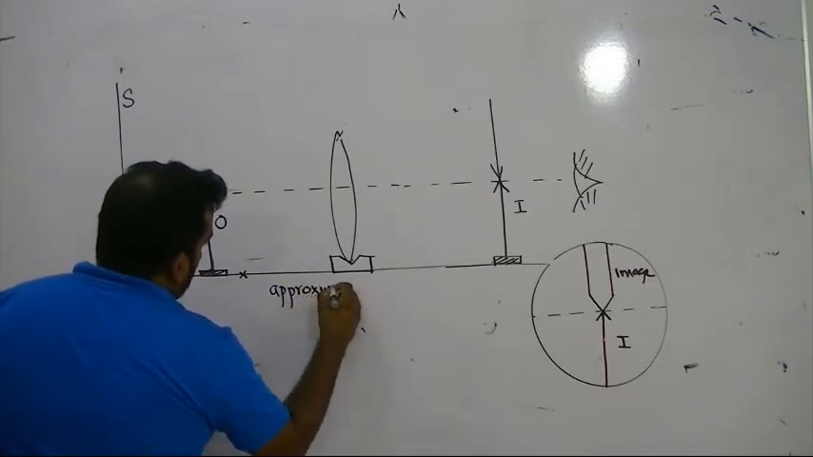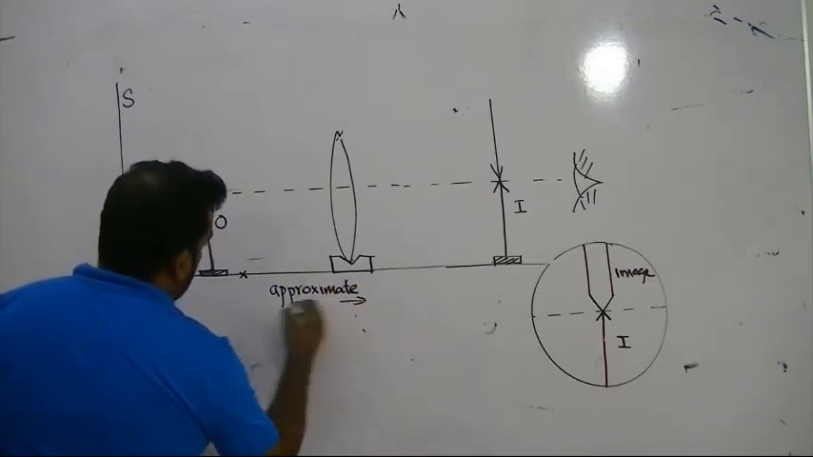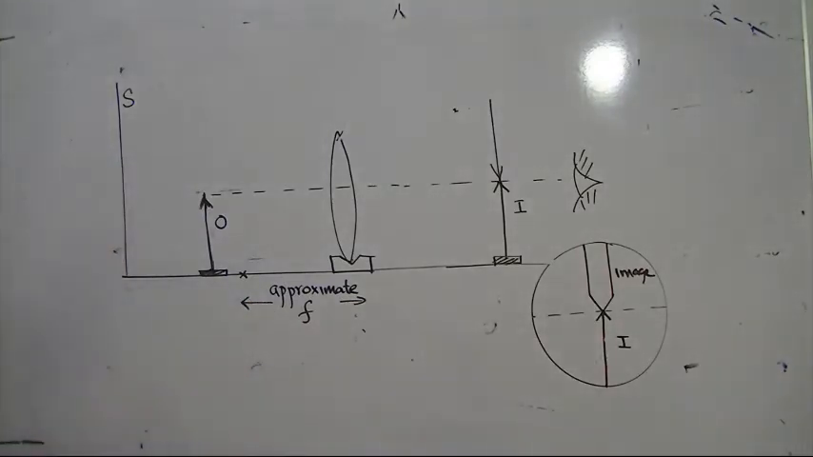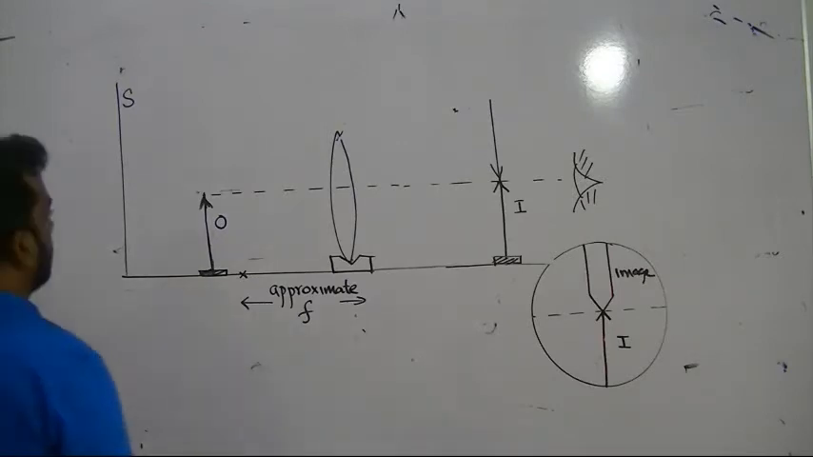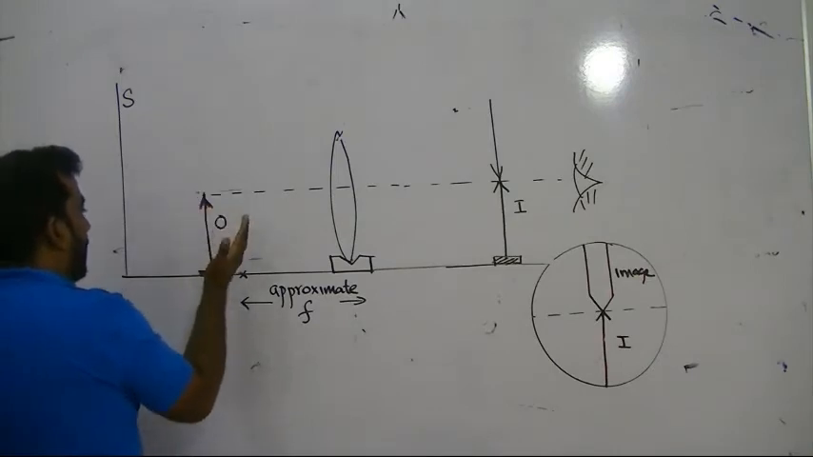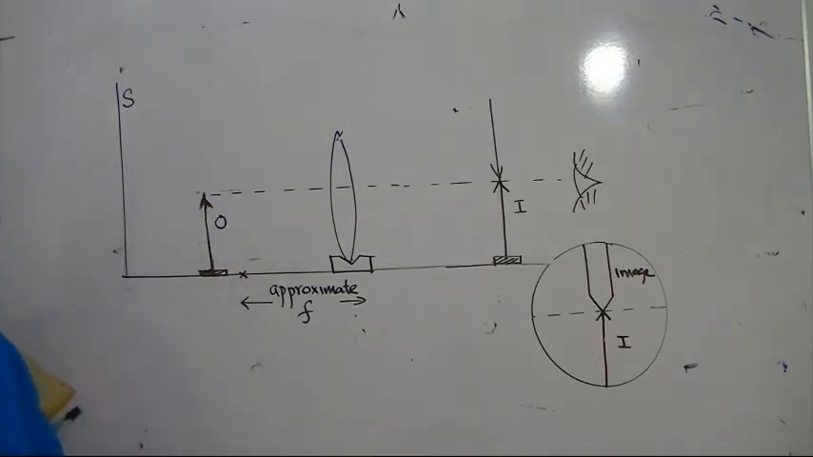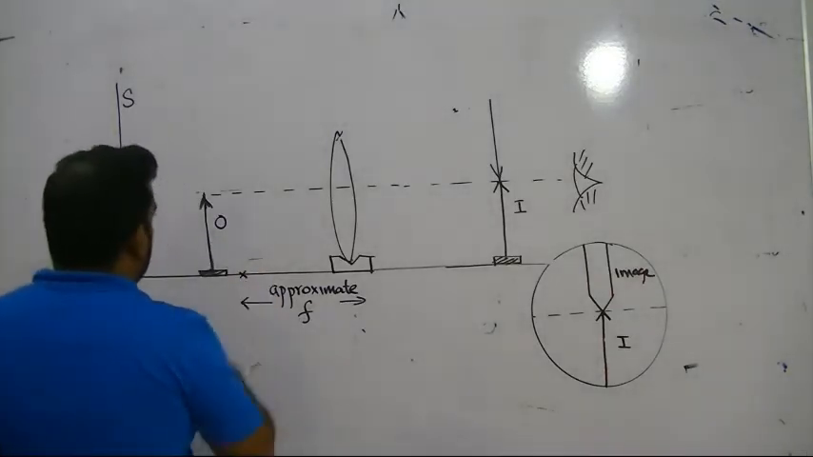We then mark the approximate focal length and place the object pin slightly beyond the focal length.